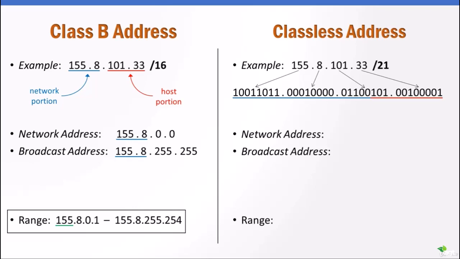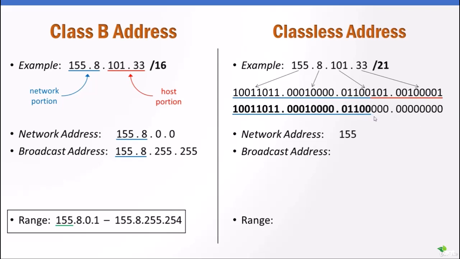So to determine the network address, we need to copy the network portion. So we're going to copy all 21 bits from the beginning of the IP address. Those are the bold numbers. And in the host portion, we're going to switch all the bits from the IP address to zeros. So this is the network portion.